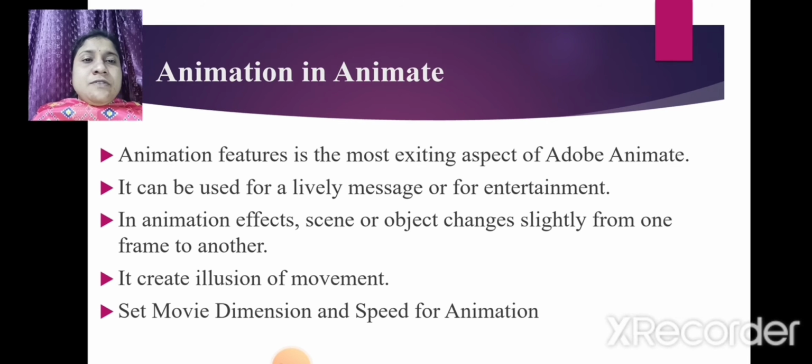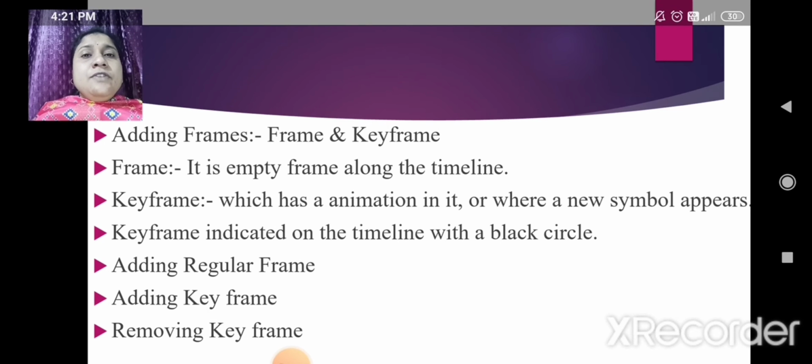In an animation effect, scenes or objects change slightly from one frame to another frame. You can see the scenes or objects moving from one frame to another. It creates the illusion of movement. You also set the movie dimension and the speed for animations, how much speed is given to the animation. Then we can add frames.